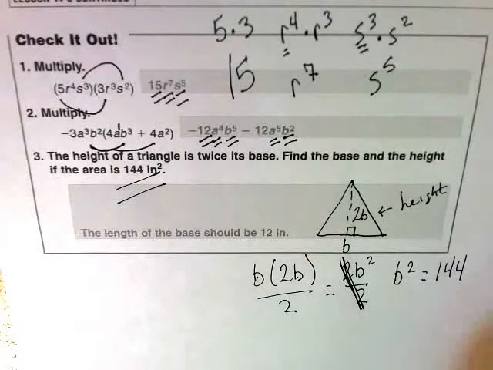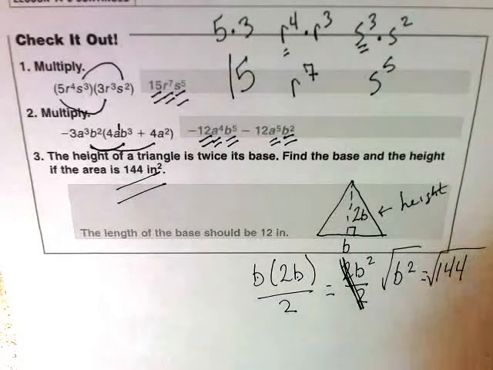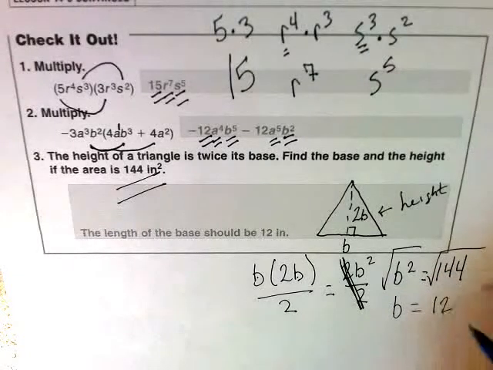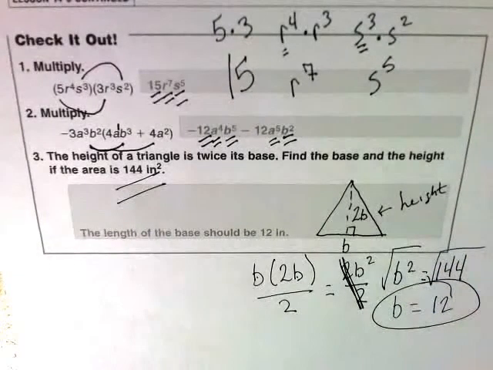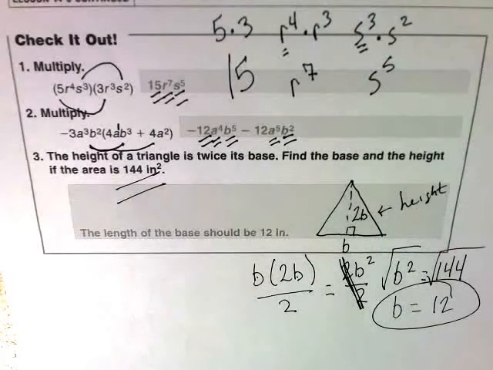Well, you know how to get back from b squared to b. We're going to do this just like when we were doing the Pythagorean theorem, which is really when we emphasized it. We go ahead and take the square root of both sides. The square root of b squared is b, and the square root of 144 is 12. So the length of the base should be 12 inches. Since the height is 2 times that, the height is going to be 24 inches.